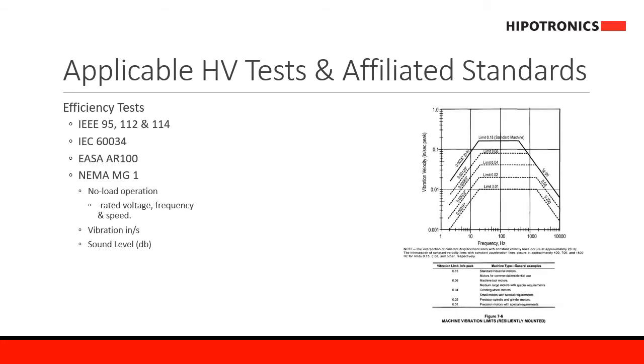Different efficiency tests are called for by different standards like the IEEE 95, 112, and 114, the IEC 634, CSA C392, and NEMA MG1. Tests like the no-load test, which is the same as the open circuit test performed on transformers, vibration test, sound level test. On the right hand, figure 7-6 shows the machine vibration limit from standard industrial motors to precision motors with special requirements.